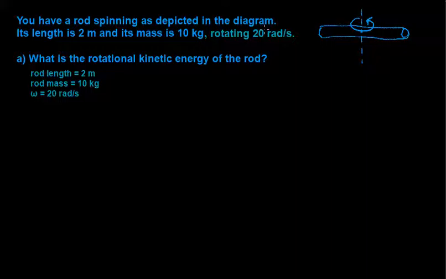When we think about the rotational kinetic energy of any object, we can say that the rotational kinetic energy is going to equal 1/2 of the object's moment of inertia times the rate that it's spinning at, also known as the angular velocity. So we have these two variables here, one of which we have been given, the angular velocity, being 20 radians per second. So what we want to find first is the moment of inertia for a rod, the I of this rod.